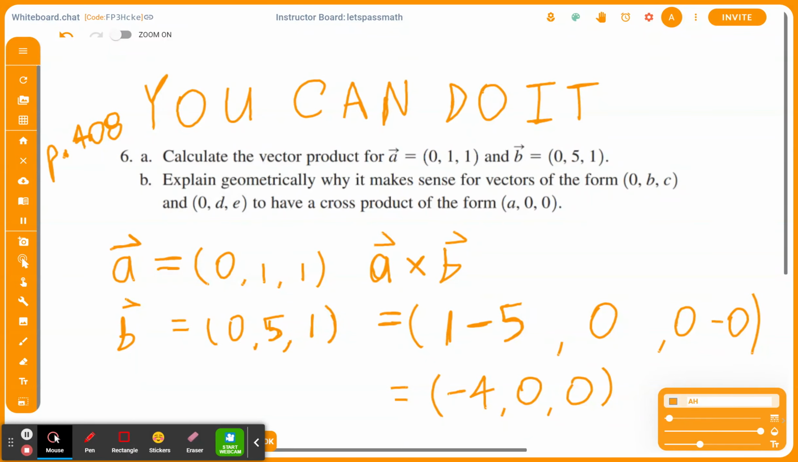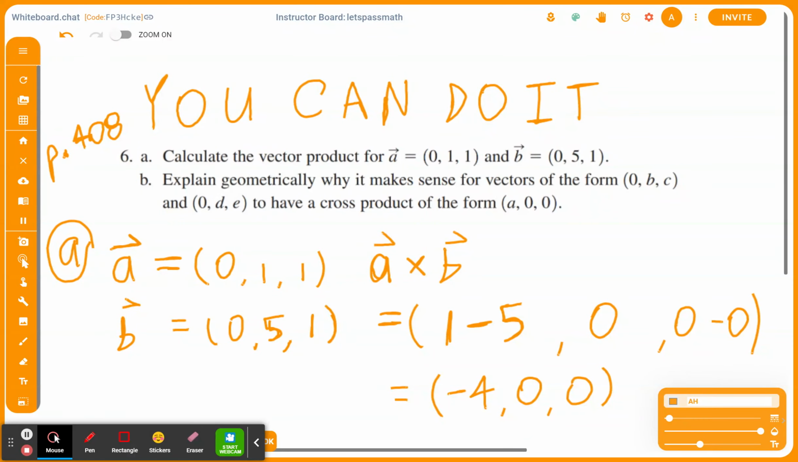Part B, explain geometrically why it makes sense for vectors of the form 0, B, C and 0, D, E to have a cross product of the form A, 0, 0. So in part A, we basically gave you one of the many cases. And in part B, they're asking, what about the general case? How do we understand this?